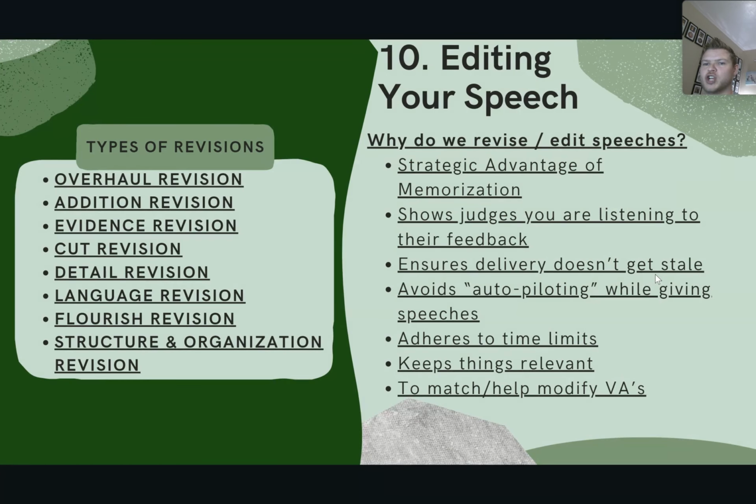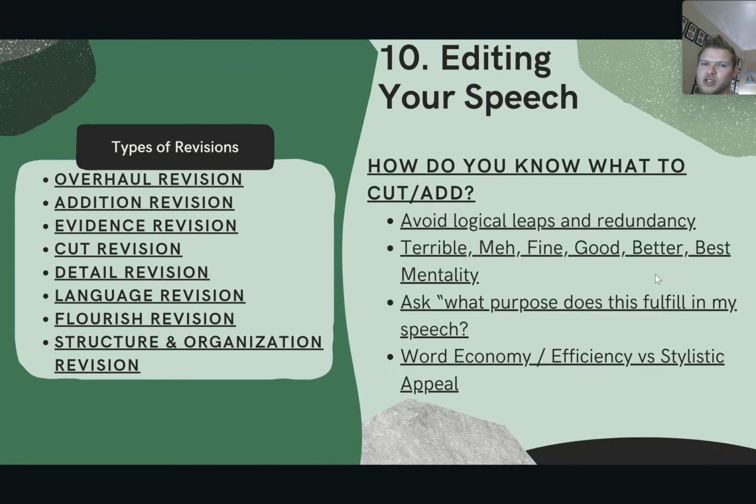Flourish revisions, where you're changing the humor or the rhetoric devices. And then you also have structure and organization, maybe the order of your main points or the order of each of the information in one main point. You move something that was down here up here. So those are different ways that you can edit your speech.